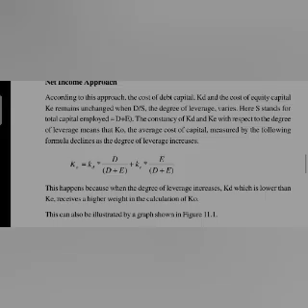The constancy of KD and KE with respect to the degree of leverage means that KO, the average cost of capital, measured by the following formula, declines as the degree of leverage increases. KO is equal to KD multiplied by D upon D plus E, plus KE multiplied by E upon D plus E.